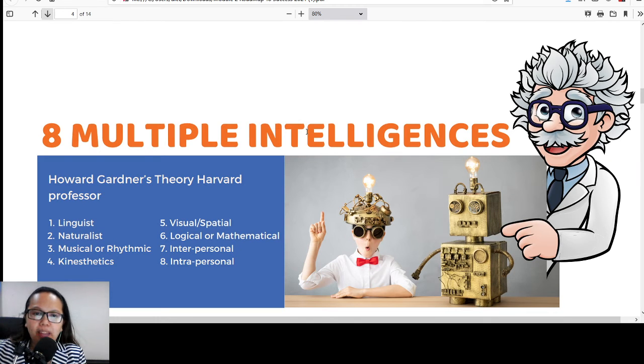So we have here the 8 multiple intelligences. According to Howard Gardner's theory, he's a Harvard professor, there are 8 multiple intelligences. We have the linguistic, the naturalist, the physical or rhythmic, kinesthetic, visual or spatial, logical or mathematical, interpersonal, and intrapersonal. We'll try to explore these one by one.